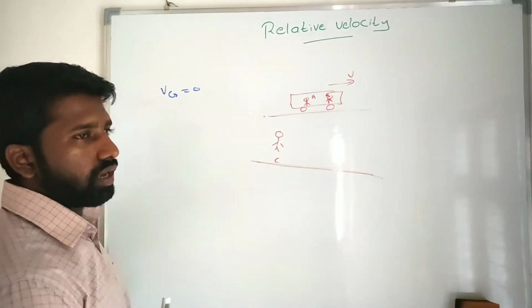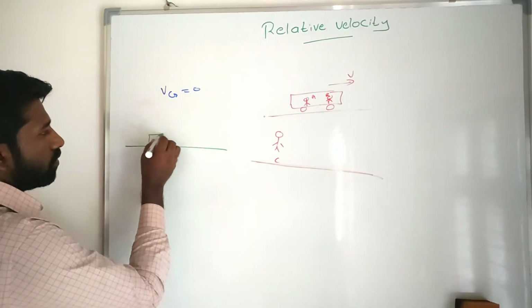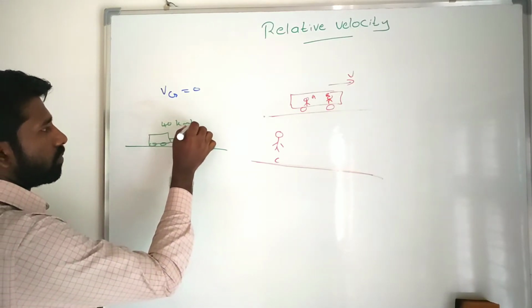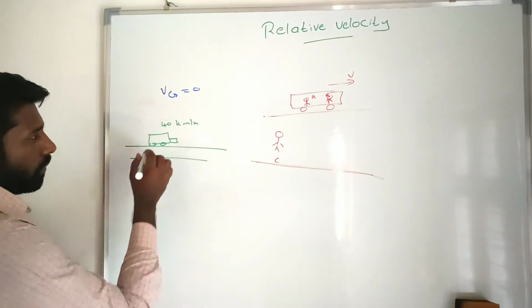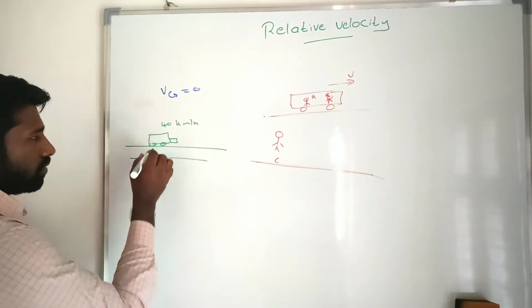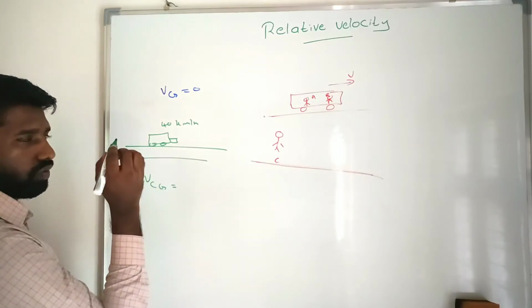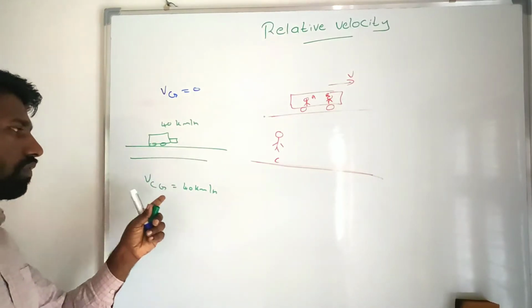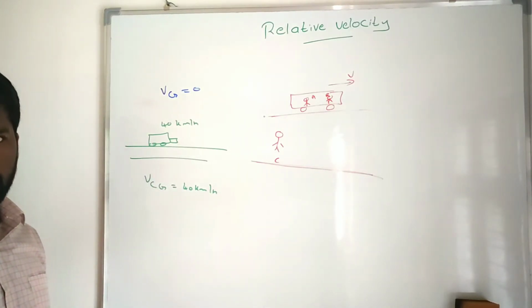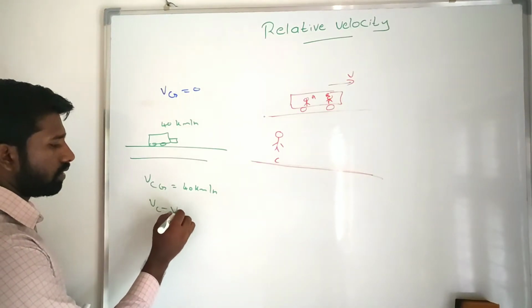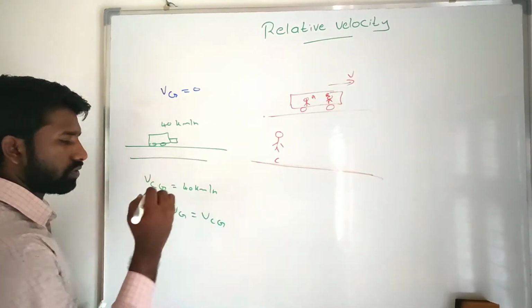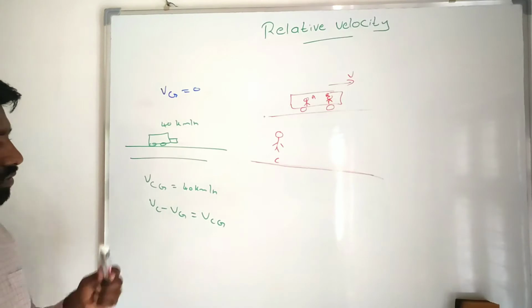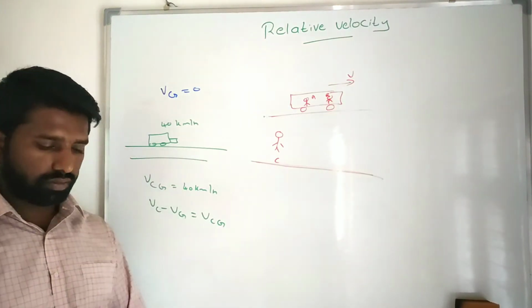Then if a car is moving on a road with a velocity of 40 km per hour, that means the velocity of the car with respect to ground is 40 km per hour. That means velocity of the car minus velocity of the ground is equal to velocity of the car with respect to ground. Okay. So, based on this, we will discuss different cases.